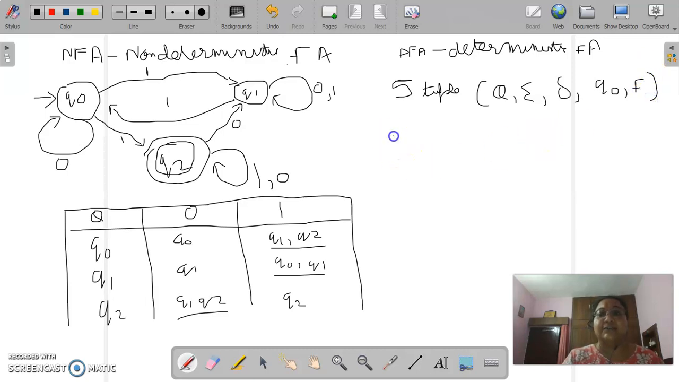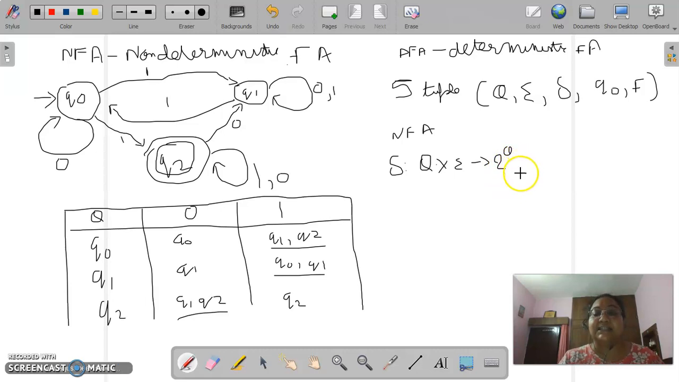But in case of a NFA, the transition function is defined as a mapping from Q cross the input alphabet into the power set of states. That means it can be a collection of multiple states. The output states can be multiple. But for a DFA, the transition is defined as just the state cross the input alphabet giving rise to just a single state from the set. Here it is the power set and here it is a single state.